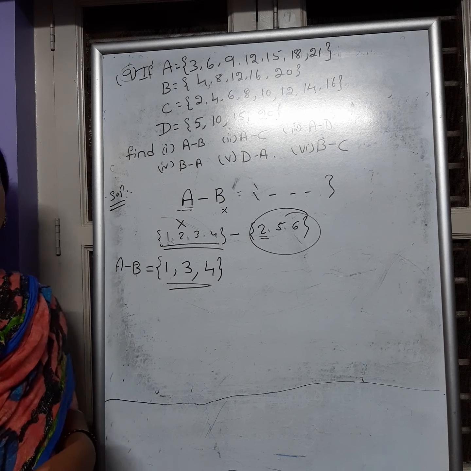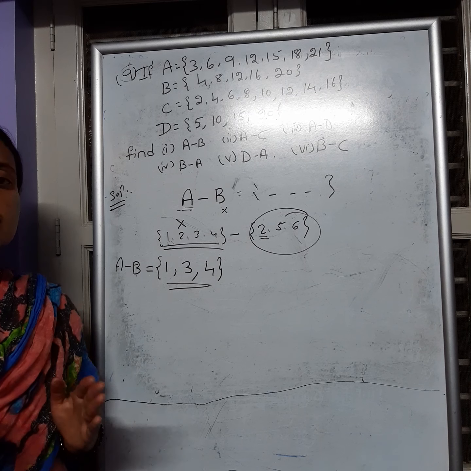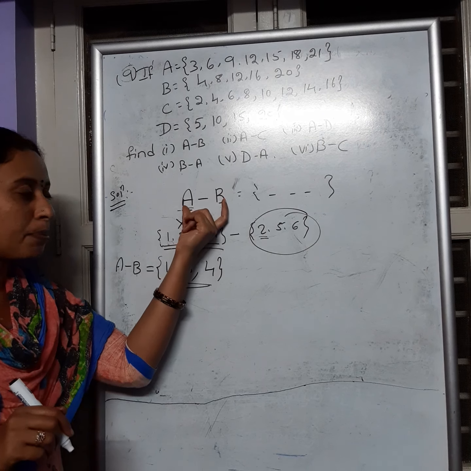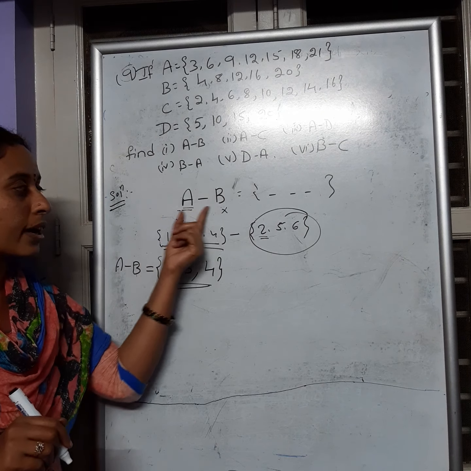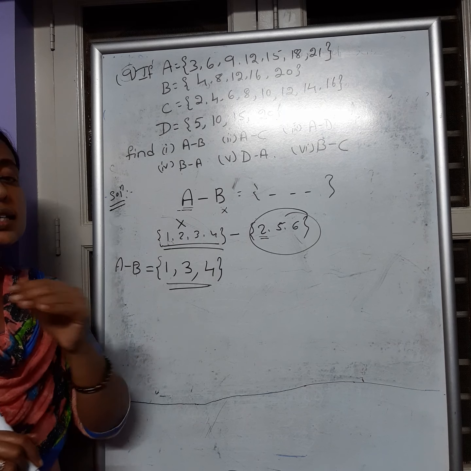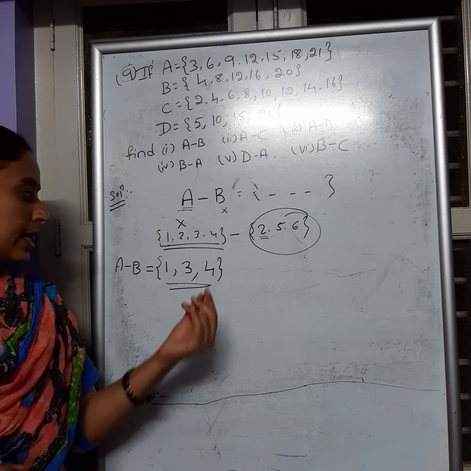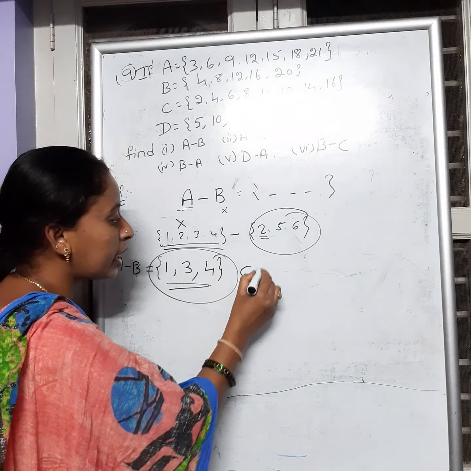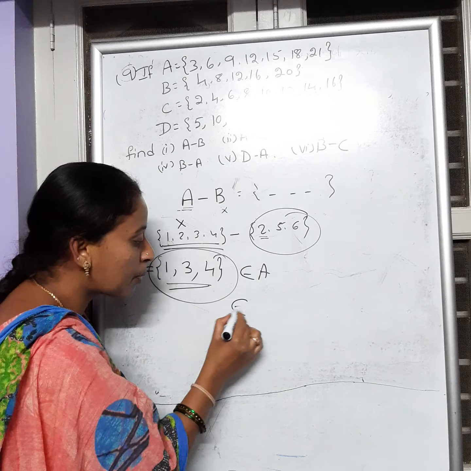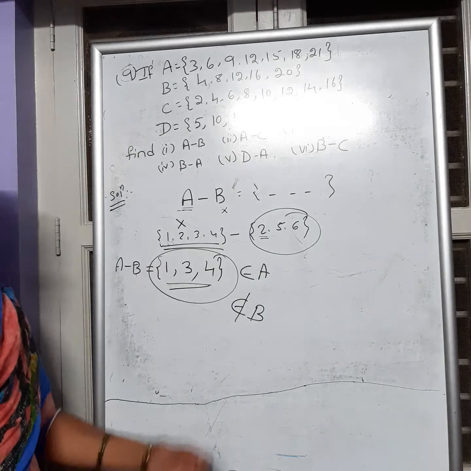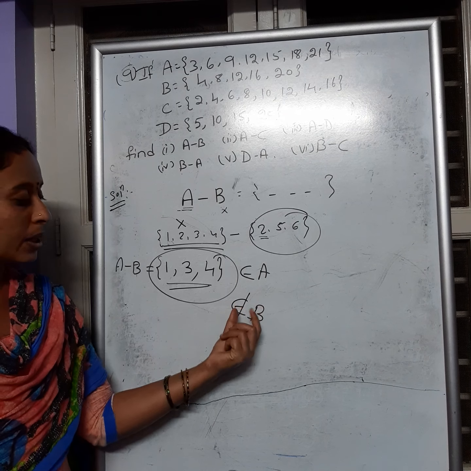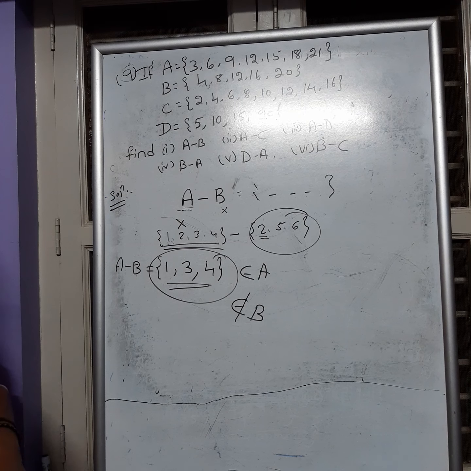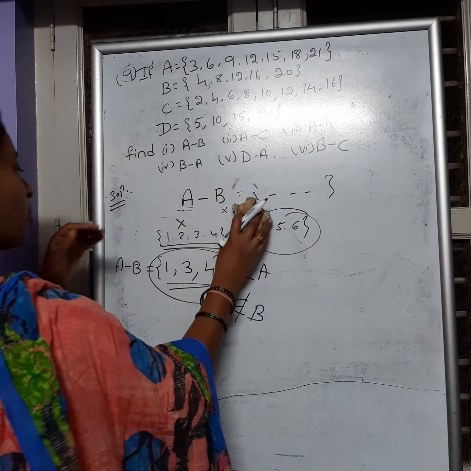So the difference of sets A and B, in this order, is the set of elements which all belong to A but do not belong to B. Right? This is the definition. So let's do the given problems.